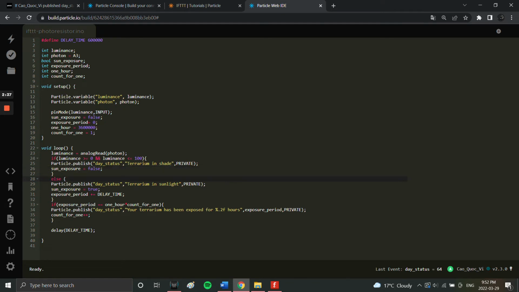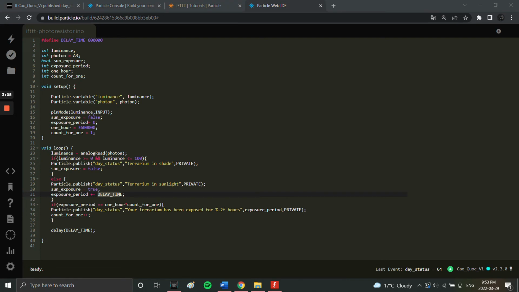Or else we can make the Particle Argon publish the date status, which has the message terrarium in sunlight, and we set the sun exposure to true, and the exposure period is added with a delay time, which is 1 minute.